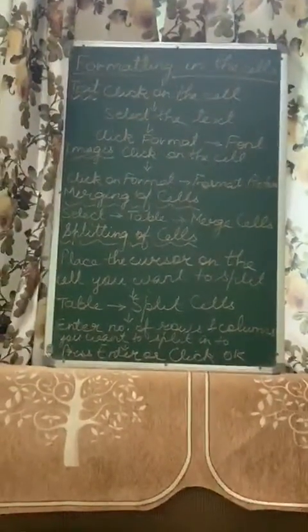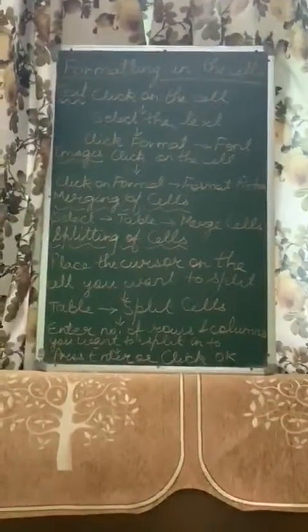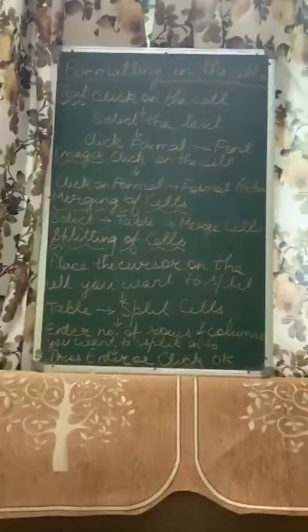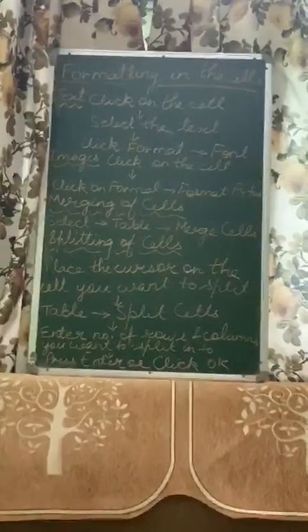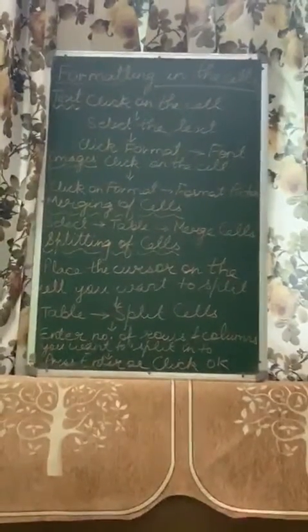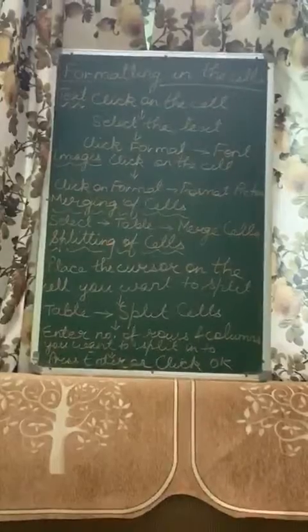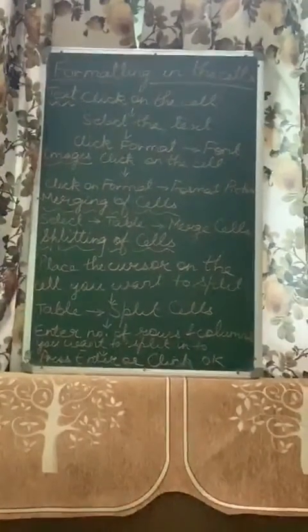Formatting, as the name suggests, means changing. So if you want to make any changes inside the cells, how we are going to do so, that we will be studying. So first is formatting the text inside the cell. Now a table contains many cells. A cell is an intersection of a row or a column.